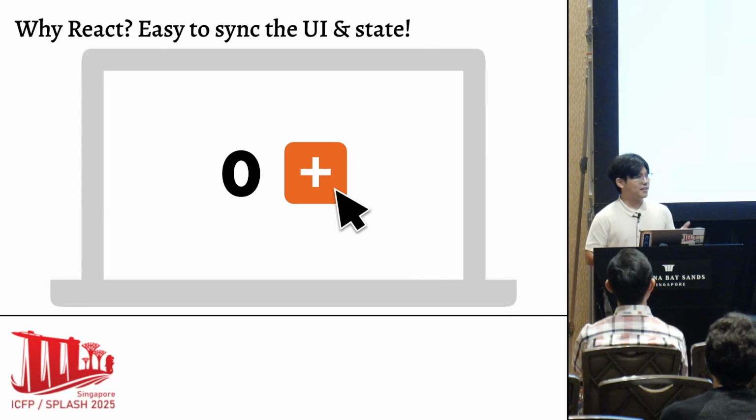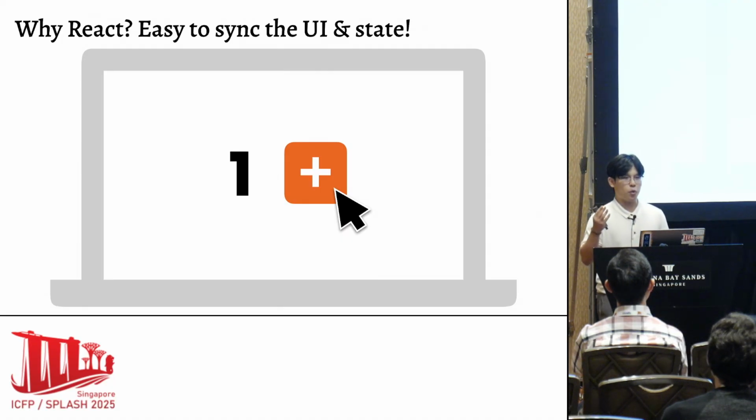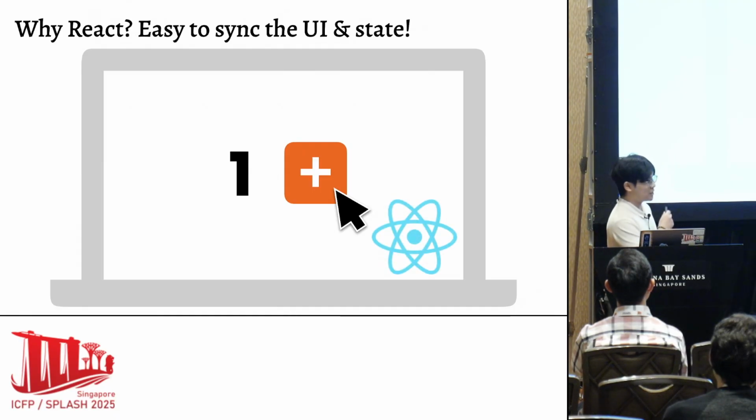Let's say you want to build a simple counter. When user clicks the button, the number should be incremented by 1. In traditional imperative UI programming, you need to update an internal state and then manually update the UI after the state gets updated. And as the UI gets more complex, it's easy to create a UI bug where the state and the UI get out of sync. So React frees the developers from this burden by automatically updating the UI when the state gets updated.